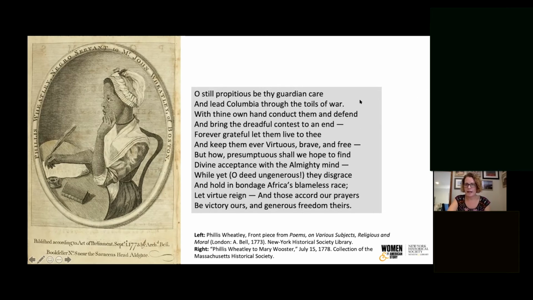So what's she saying about the revolution and about slavery? Christine, she's pointing out the hypocrisy of fighting for freedom while holding slaves.